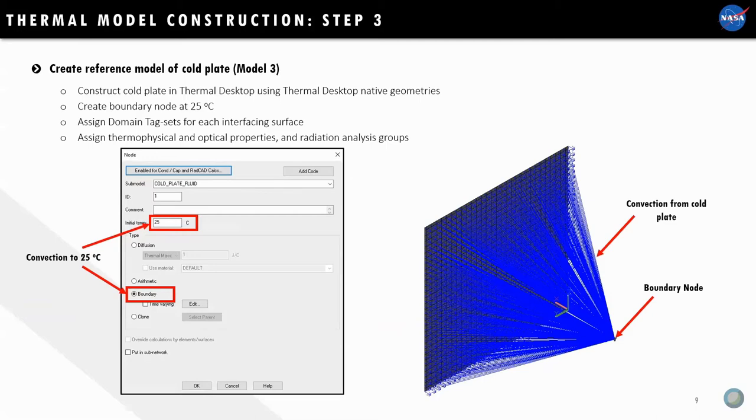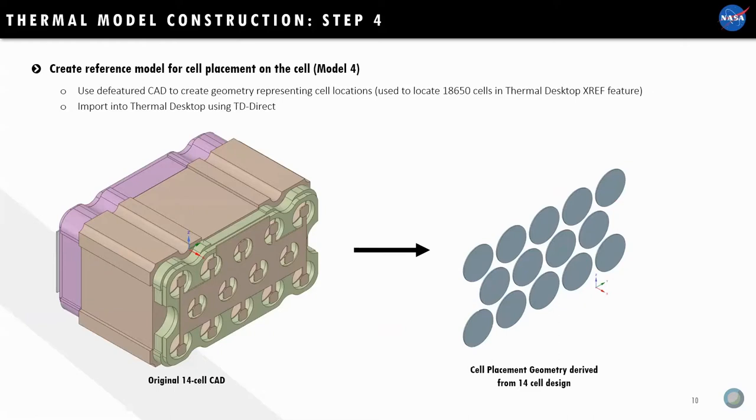Okay, so now step three, we created a reference model of our cold plate. Essentially the cold plate was also created using native geometries in Thermal Desktop. It's basically just a big square with one boundary node, which will convect from that cold plate to room temperature. Again, we have our node set up at 25 degrees C and a boundary node. Then again, domain tag sets and thermophysical and optical properties and our radiation analysis groups on that.